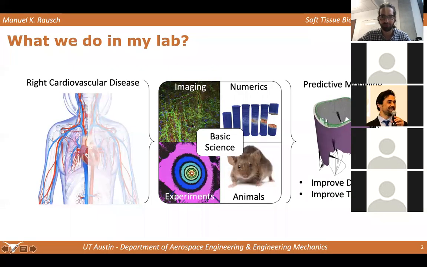But first, I wanted to just give you a quick overview of what my research philosophy is and what I do in my lab. Overall, we're interested in right cardiovascular disease, and I'm going to speak a little bit about what that means. We do a little bit of everything, nothing really well, but all decently okay. We do nonlinear imaging, such as 2-photon microscopy. We do numerics. We do a lot of experiments recently, and we do animal models, small animals, rodents, mice, and rats, as well as large animals and sheep. And while we're interested in using the methods to inform basic science, ultimately our goal is to develop predictive models to improve disease prognosis, diagnosis, as well as therapy.